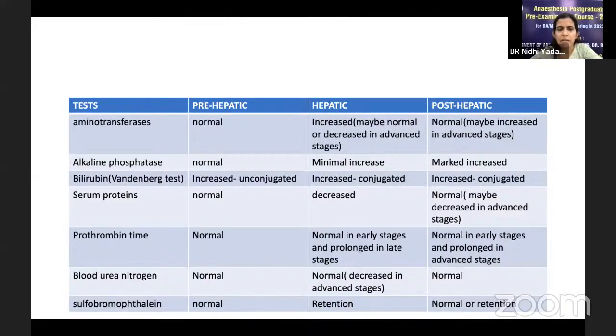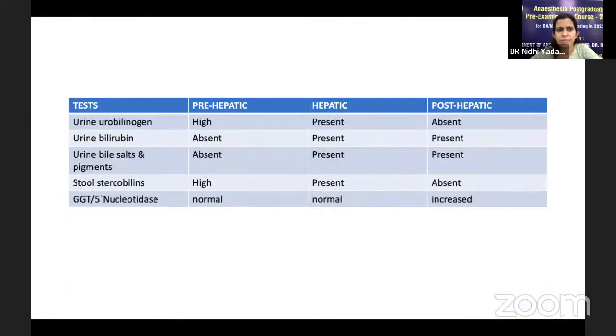Sulfobromophthalein is a dye which is used for testing liver capacity. It is normal in prehepatic jaundice. In hepatic jaundice, there is retention of this dye, meaning the transport proteins which are required for excretion of this dye are absent. And in post-hepatic jaundice, the sulfobromophthalein test may be normal, or there is retention in the advanced stages. Further tests are urine urobilinogen levels. In prehepatic jaundice, it is high. In hepatic jaundice, urine bilirubin is present, whereas in post-hepatic jaundice, urine urobilinogen is absent.